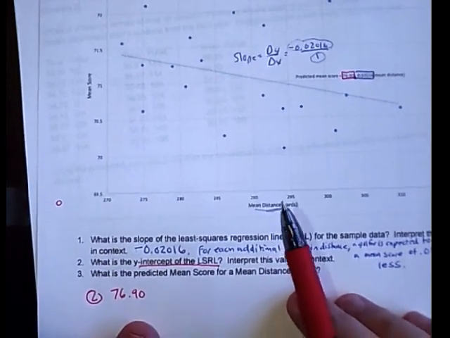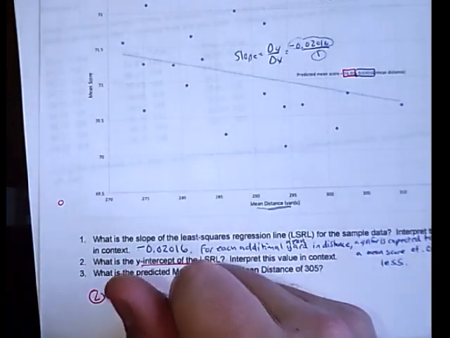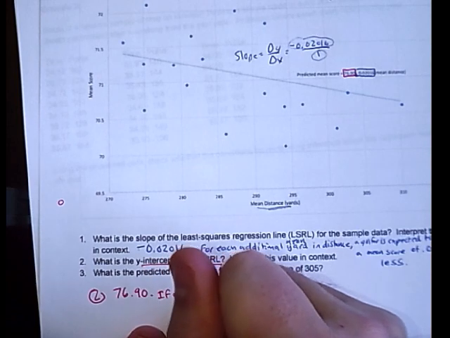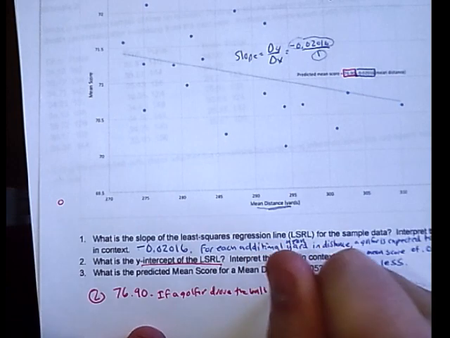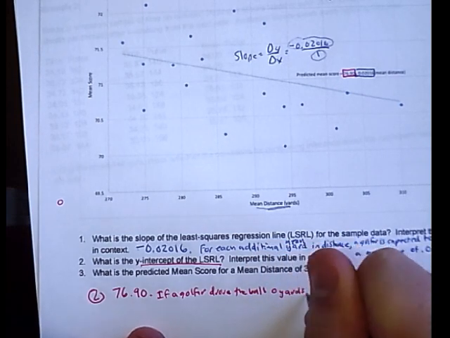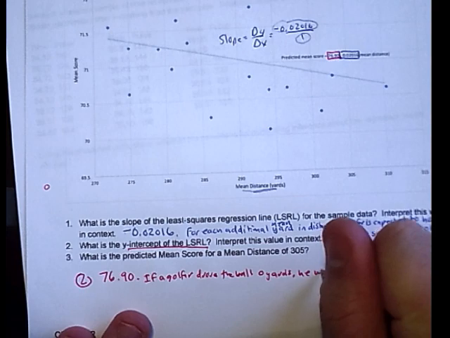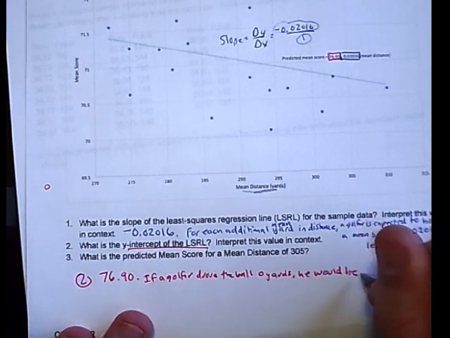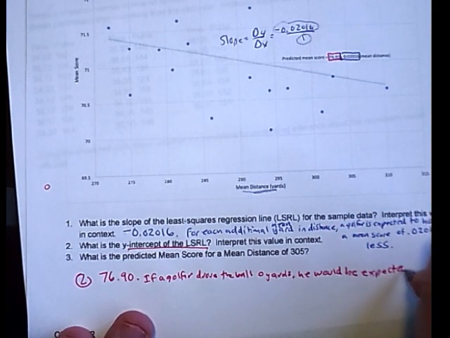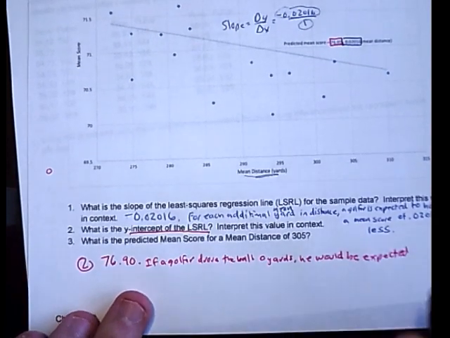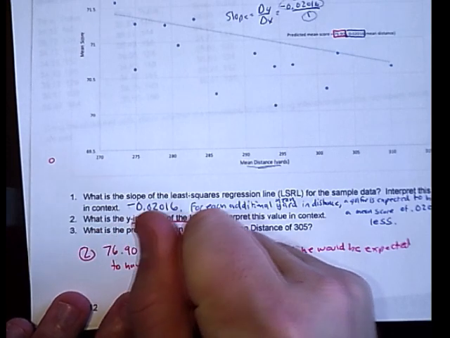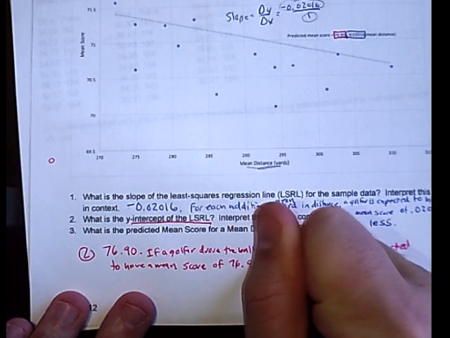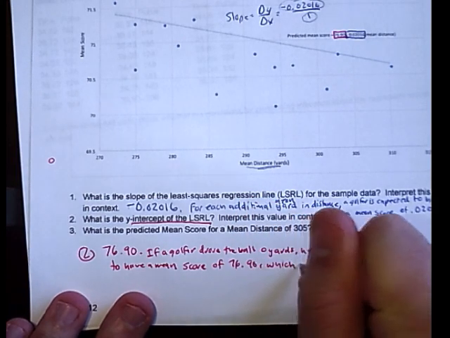So what does that mean in context? All right. If a golfer drove the ball 0 yards, he would be expected, okay, I'm assuming they're talking about the PGA and not the LPGA, to have a mean score of 76.90, which actually does not make sense.